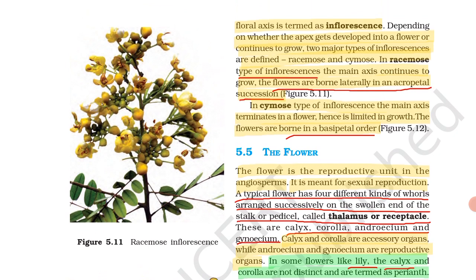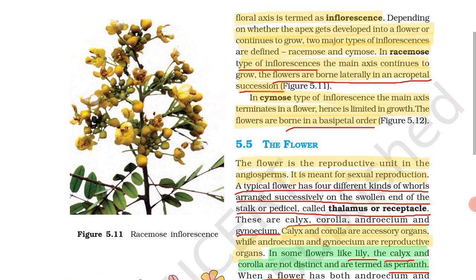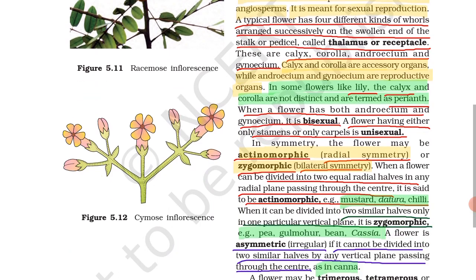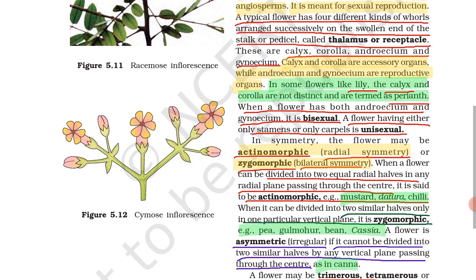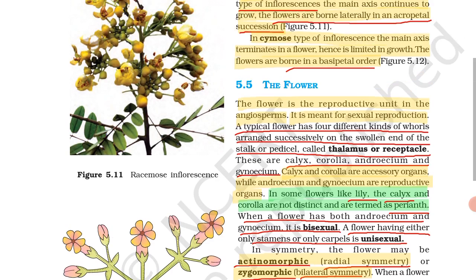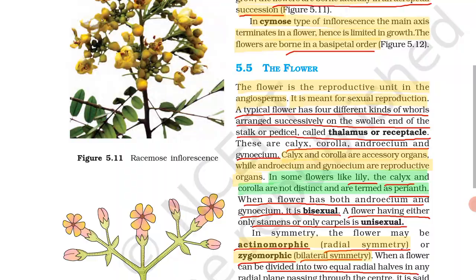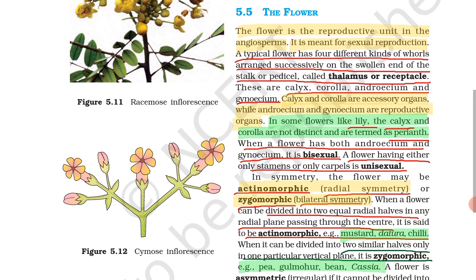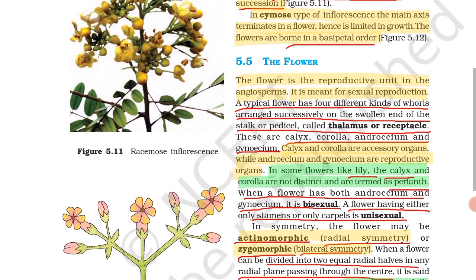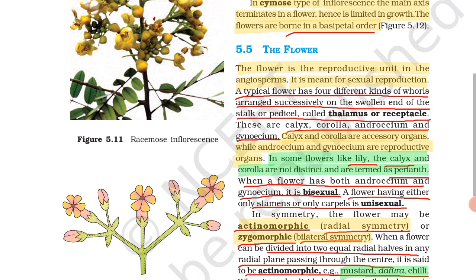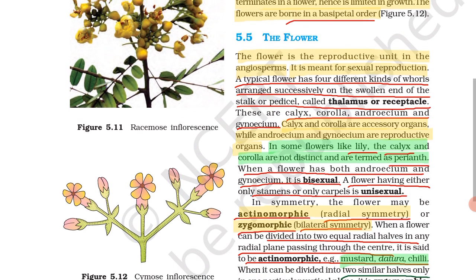The next is cymose inflorescence. In this type of inflorescence, the main axis terminates in a flower, hence it has limited growth. The flowers are borne in basipetal order. See figure 5.12. In cymose inflorescence, the main axis terminates into the flower. In the diagram the main axis terminates into the flower and has limited growth, and flowers are borne in basipetal order. What is meant by basipetal order?